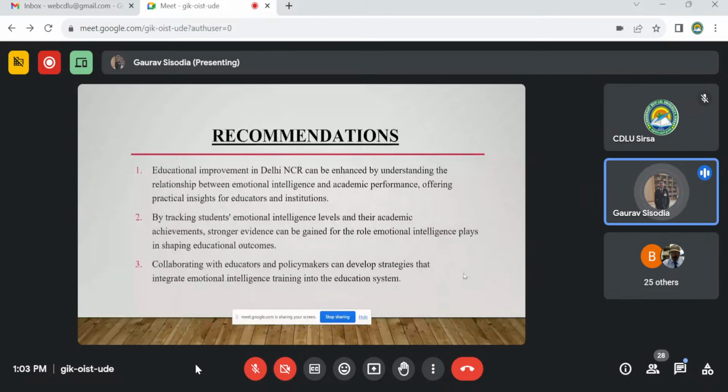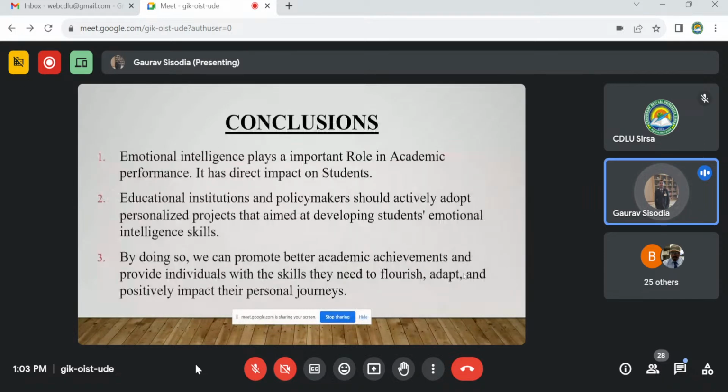These are some limitations and recommendations. Coming to my conclusion, emotional intelligence plays an important role in academic performance. It has a direct impact on students. Educational institutions and policymakers should actively adopt personalized projects that aim at developing students' emotional intelligence skills. By doing so, we can promote better academic achievement and provide individuals with the skills they need to flourish, adapt, and positively impact their personal journey. Thank you so much, sir.